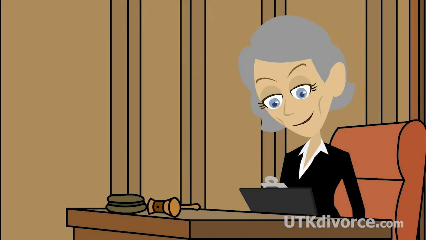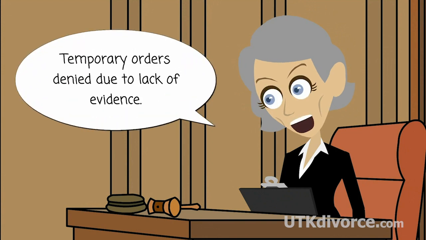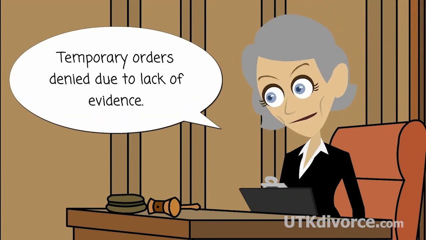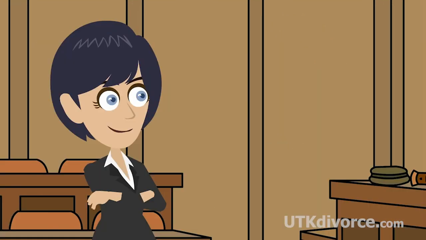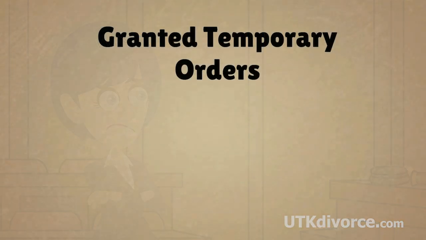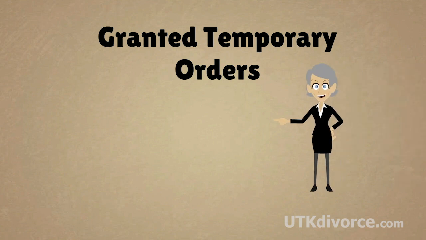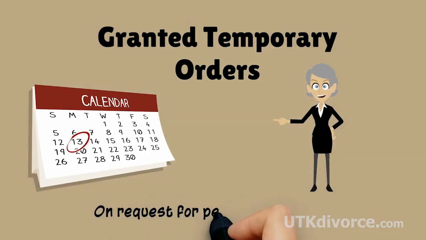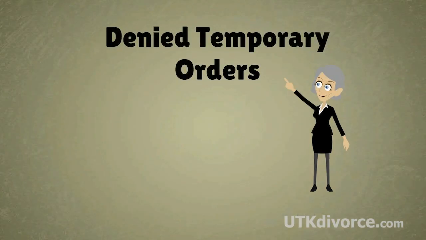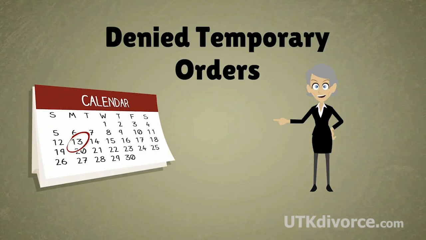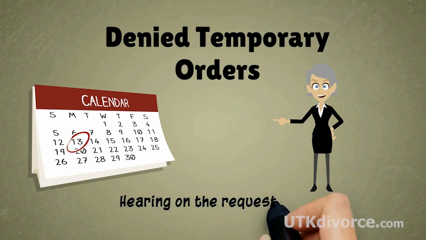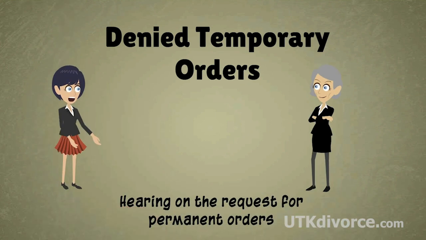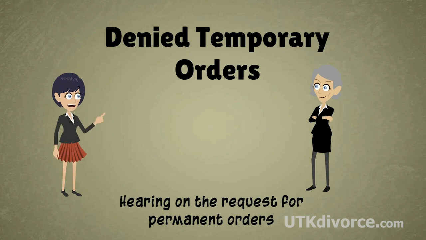A judge may turn down the request for temporary orders because the plaintiff did not submit enough supporting evidence. If the family law judge does grant the temporary orders, the judge will set a hearing date on the request for permanent orders. If the family law judge does not grant the temporary restraining order, the family law judge will normally set a hearing on the request for permanent orders on the assumption that the plaintiff may be able to still make his or her case at the permanent restraining order hearing.